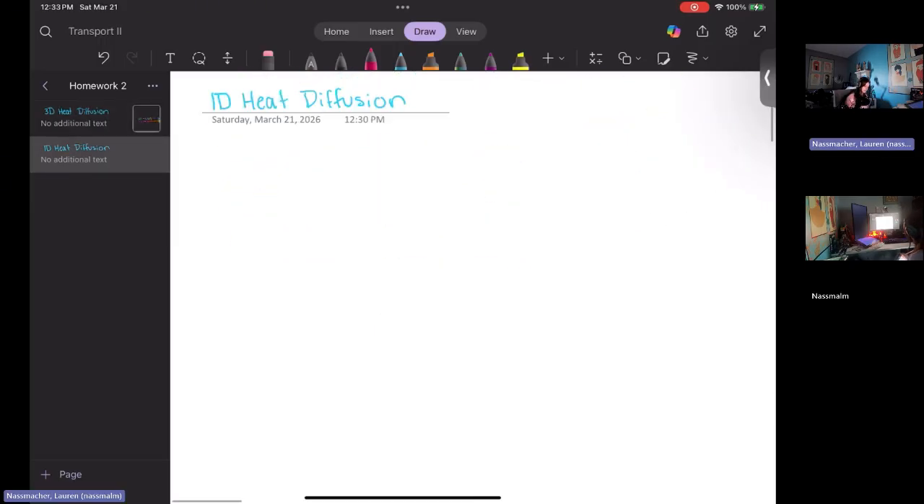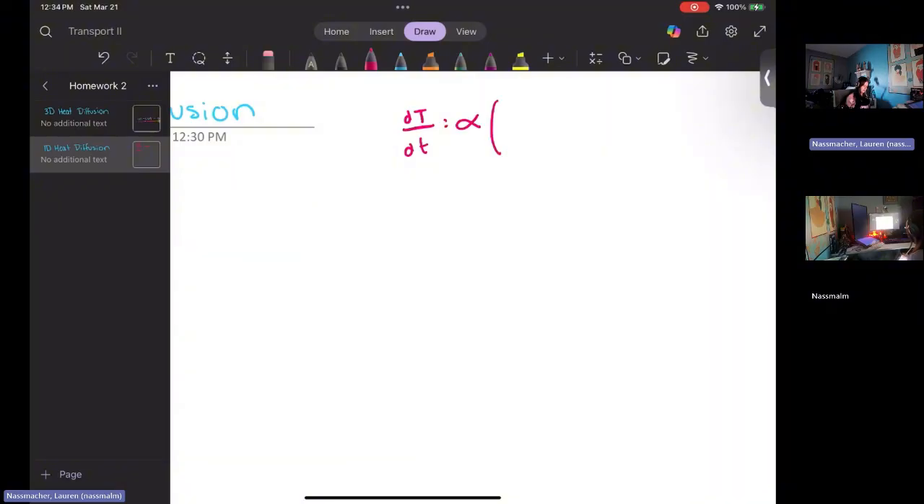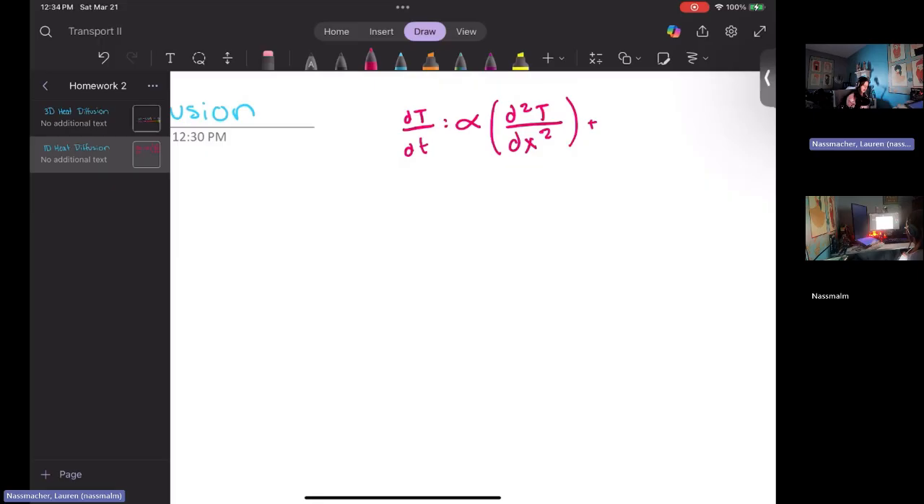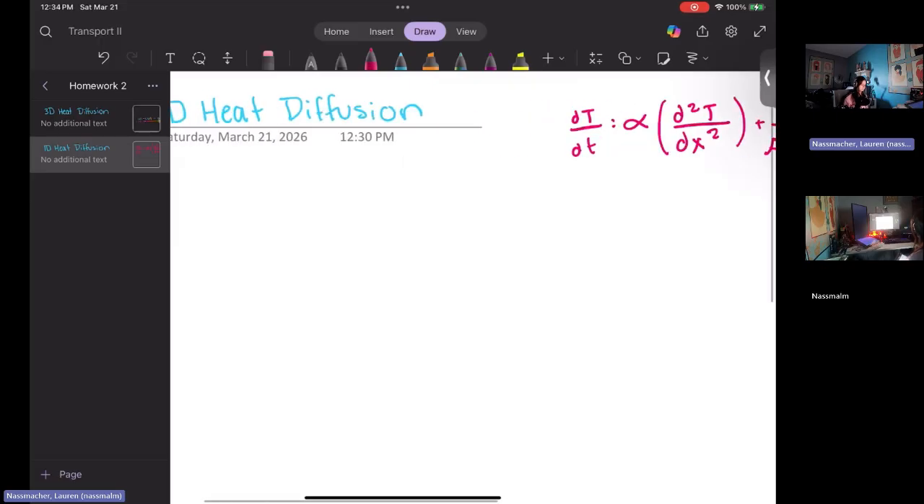So we'll write this equation so we have general knowledge over here. Our change in temperature over our change in time is equivalent to our thermal diffusivity multiplied by the second derivative of temperature over the second derivative of the distance traveled plus our rate of heat flow over our density and our heat capacity. And that's just a general equation that we want to remember for this entire problem.